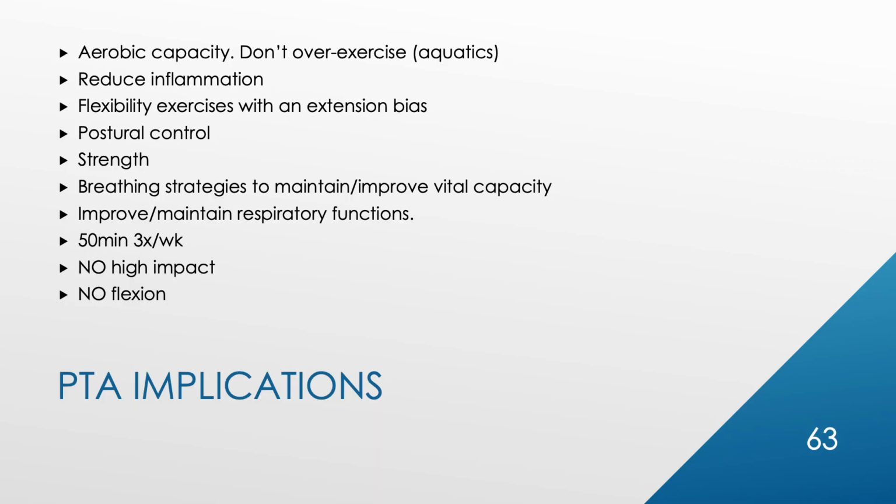PTA implications include aerobic capacity. Do not over-exercise these patients. Aquatics may be a good alternative. Reduce inflammation. Flexibility exercises with an extension bias. Postural control. Strength training. Breathing strategies to maintain or improve vital capacity. Maintain respiratory functions. An exercise program of 50 minutes 3 times a week. No high impact and no flexion exercises.